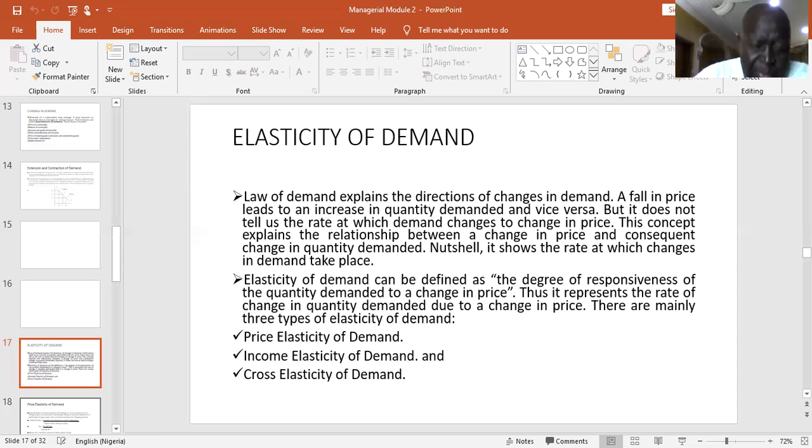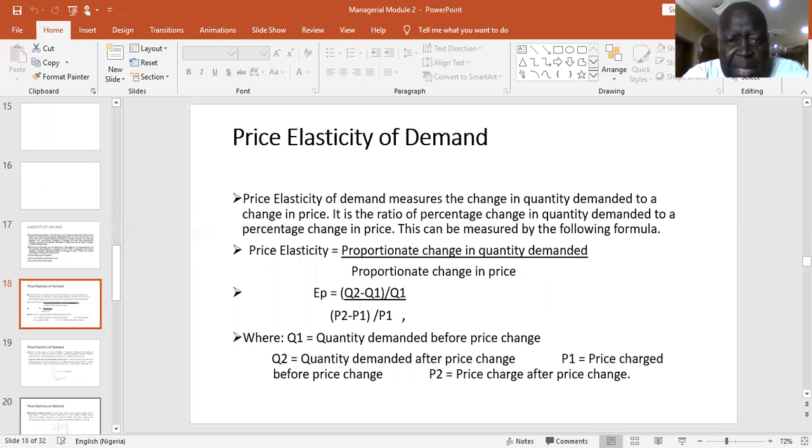Price elasticity of demand measures the change in quantity demanded to a change in price. It's the ratio of percentage change in quantity demanded to percentage change in price. This can be measured by the following formula. Price elasticity is proportional change in quantity demanded over proportional change in price. And if you want to do algebra, you do Q2 minus Q1 all over Q1. I'm sure when you read through this, you will understand what it means. So it's just what percentage the quantity demanded changes as a result of a change in price.